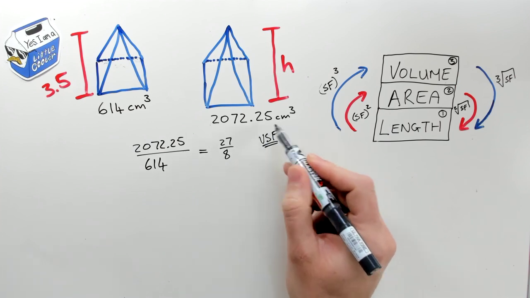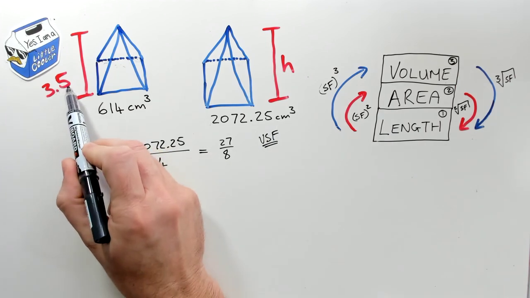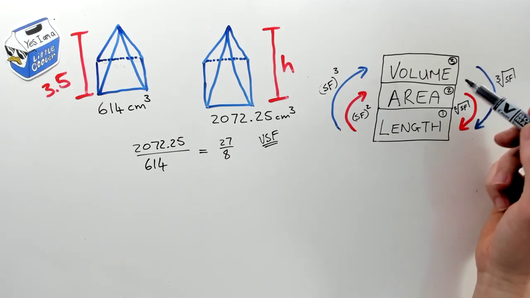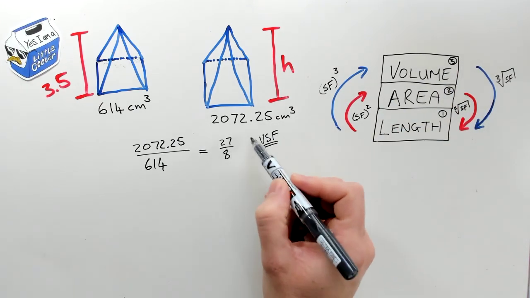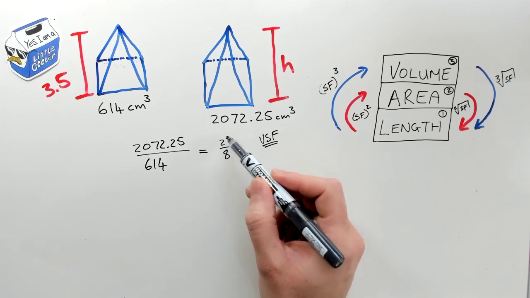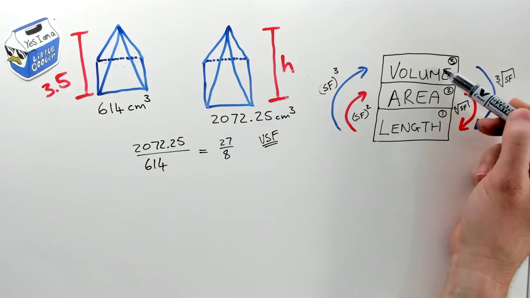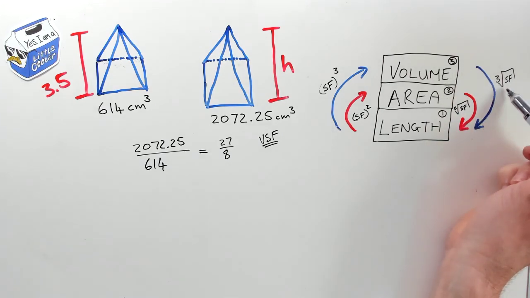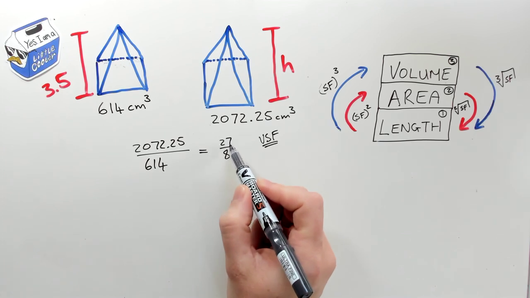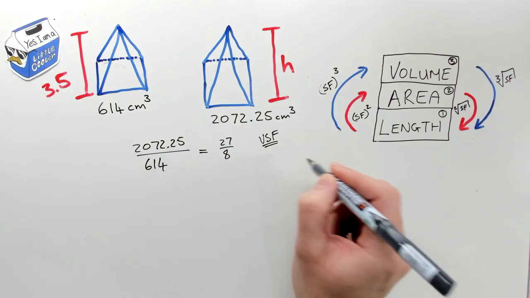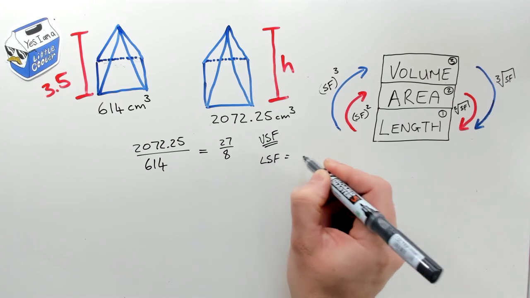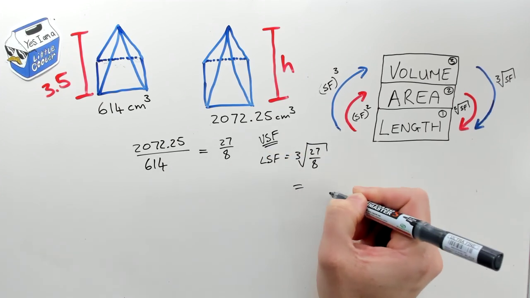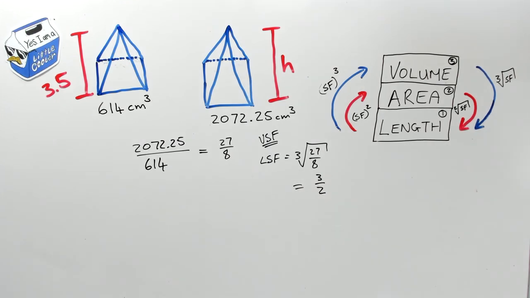And I can't use my volume scale factor for this because this is length. They want the height of something, which would be measured. That's a length measurement. So in order for me to use this scale factor, I have to change it a little bit and get to length. To get from volume to length, I have to take the cube root. Now, very conveniently, if I want the length scale factor, that would be the cube root of my 27/8, and that would just be 3/2, if I'm not mistaken.